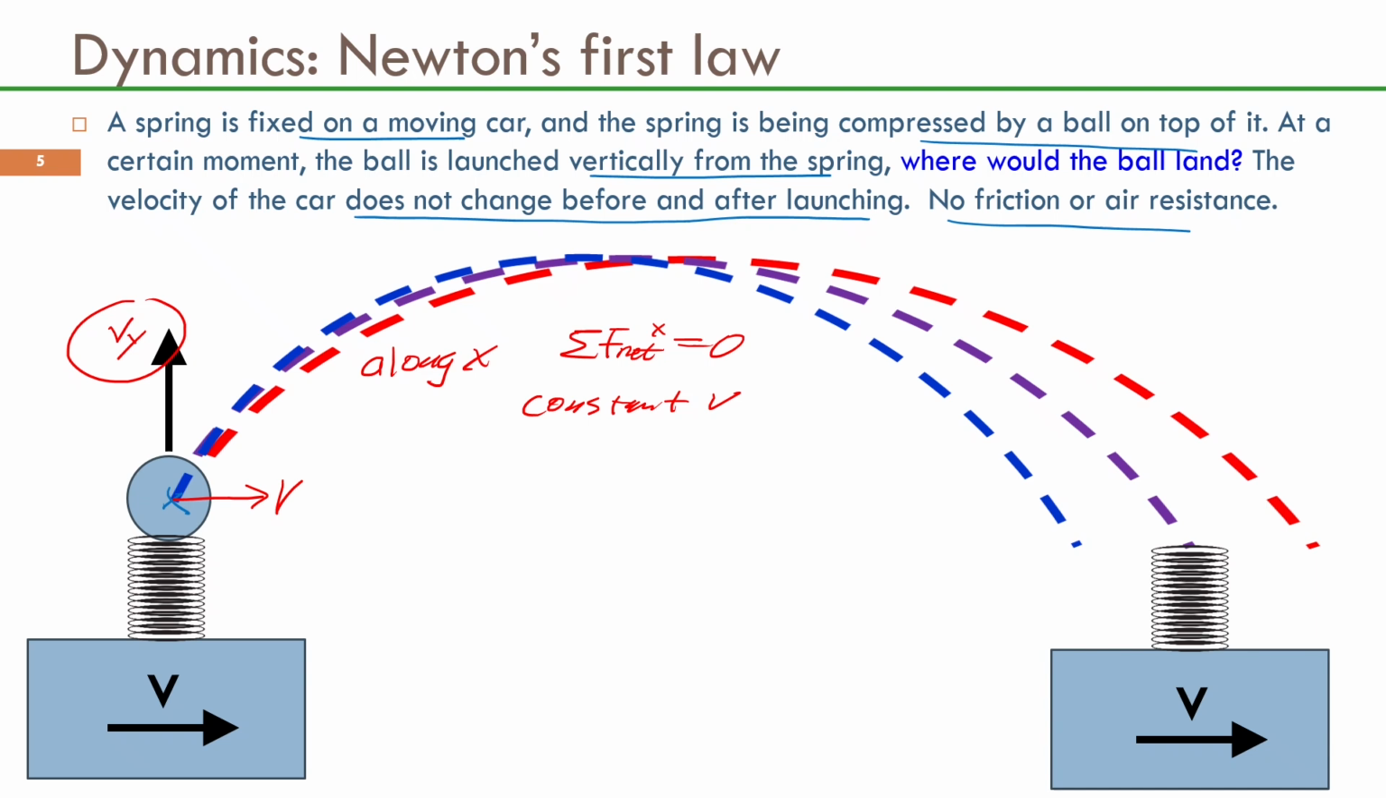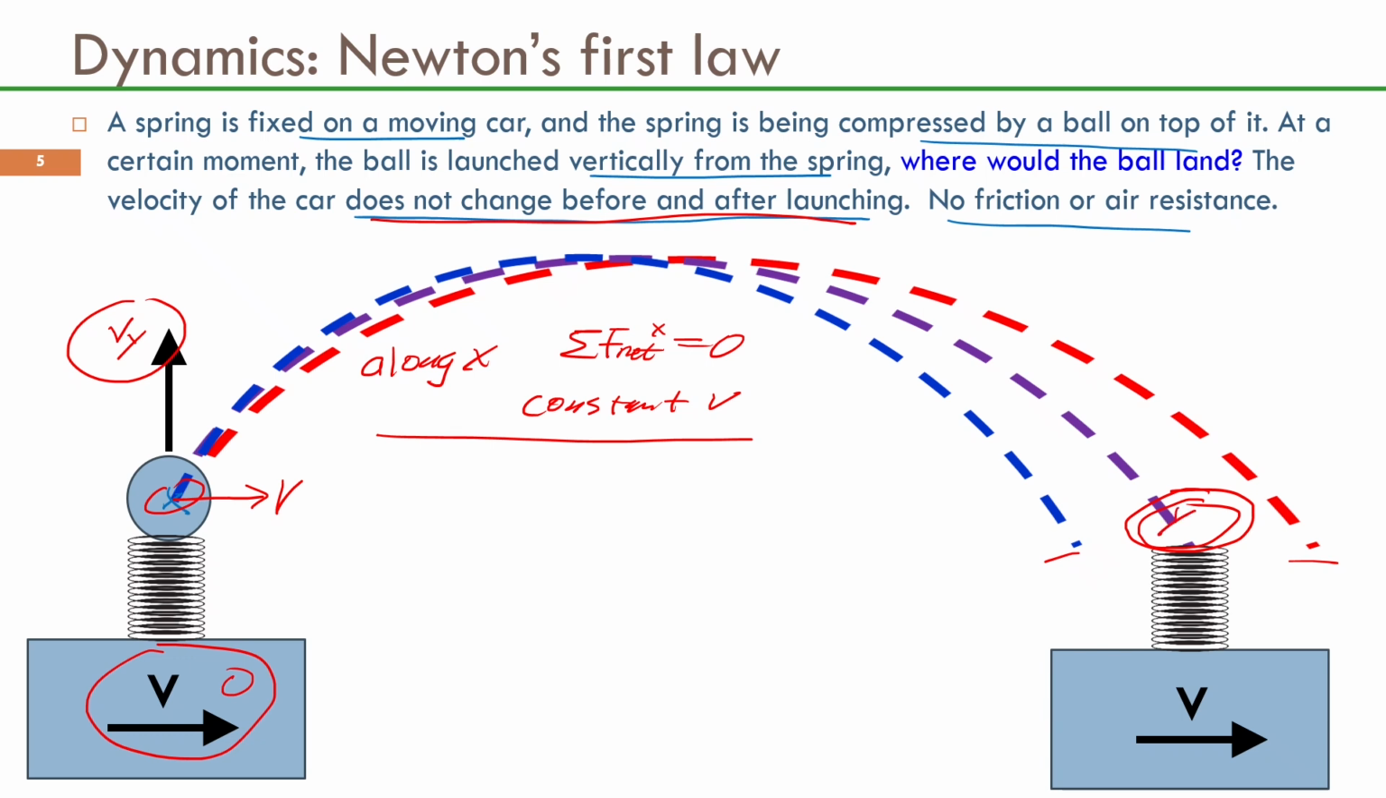Alright, now let's answer this question directly. Where would the ball land? Is it going to hit right into the spring, or behind, or in front of it? Because we know before and after launching, the ball would have a constant velocity along the x direction. And we also know the car does not change its velocity before and after launching. So that means both the ball and the car have the same horizontal velocity. As a result, the ball is going to hit exactly the spring, because they have the same horizontal velocity, they have the same horizontal displacement. So the ball is going to hit here.